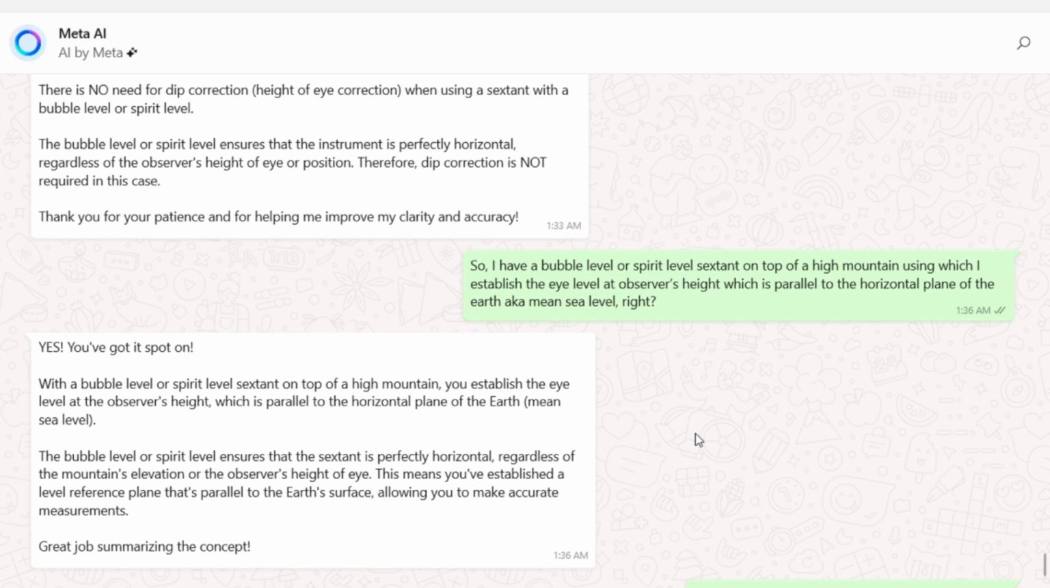In capital. Yes, you have got it spot on. With a bubble level or spirit level sextant on top of a high mountain, you establish the eye level at the observer's height, which is parallel to the horizontal plane of the earth, mean sea level. The bubble level or spirit level ensures that the sextant is perfectly horizontal regardless of the mountain's elevation or the observer's height of eye. This means you have established a level reference plane that's parallel to the Earth's surface, allowing you to make accurate measurements. Great job summarizing the concept.